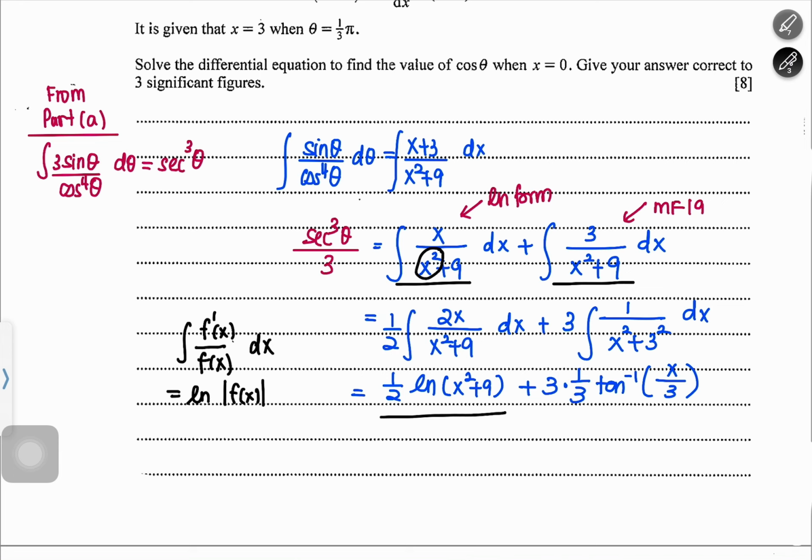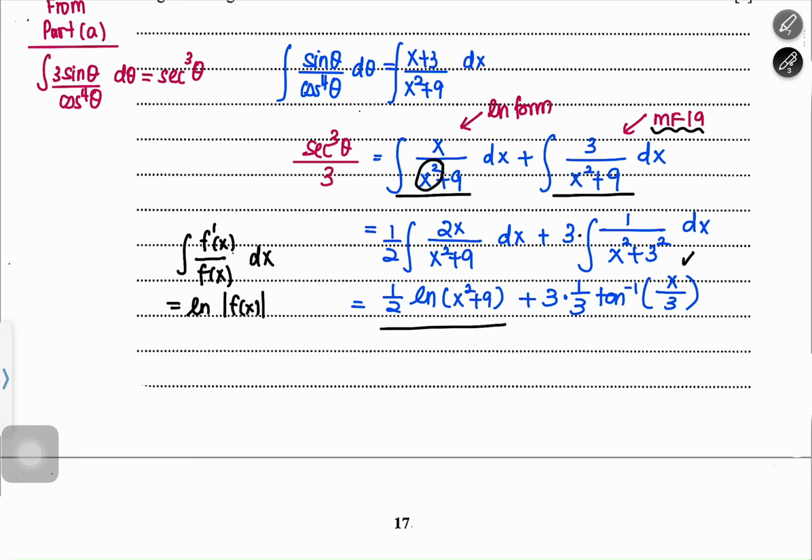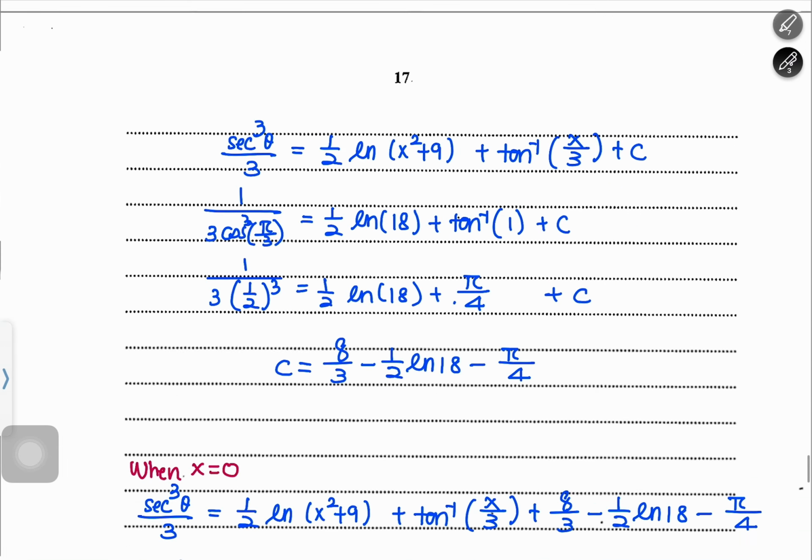The second one is also easy because it is from MF19. Take the 3 and keep it outside because it is just a multiple. This format is also in the formula sheet under integration. Done, and you can put your plus c. Why am I not putting a modulus here? Because x squared plus 9 is already positive, so a normal bracket will do.